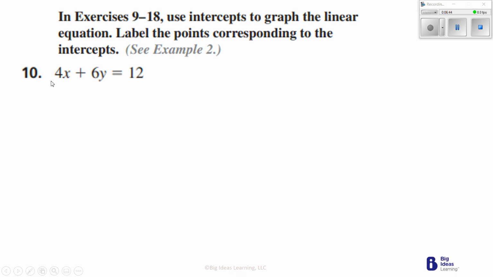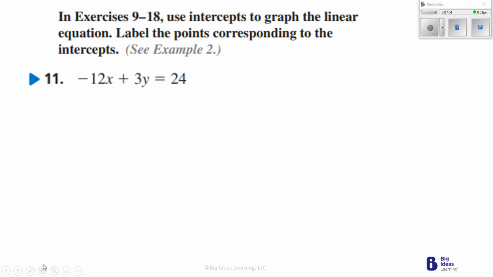On this one again, we can take, well, x is 0. This will give me 6y equals 12. This is 12 divided by 6. Y's got to be 2, right? Oh, sorry. Number 10 is for you to do. No wonder. Let's go to number 11.